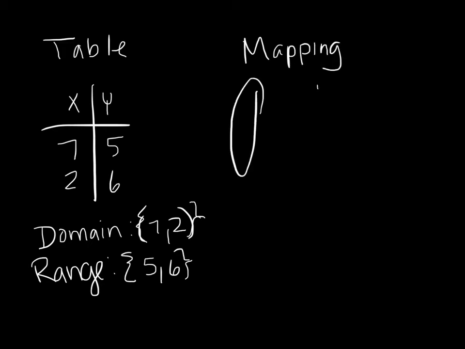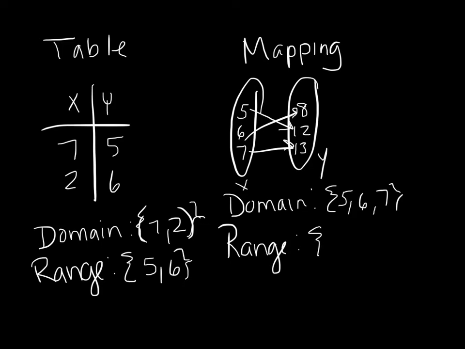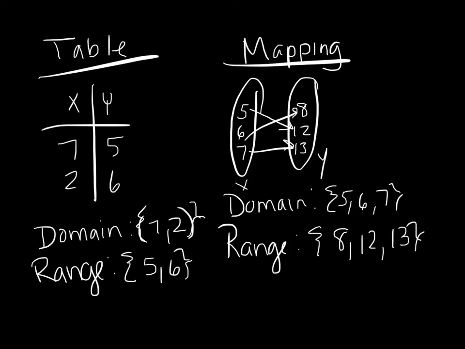Alright, now let's look at a mapping. Draw this circle here, draw this circle here. Let's do 5, 6, 7, 8, 12, 13. This goes here, this goes here, this goes here. My domain is my x values, so that's always on the left. So that's going to be 5, 6, 7. My range is going to be my y values, which is always on the right. So that's going to be 8, 12, 13. Alright, so we found our domain and range in table and mapping.